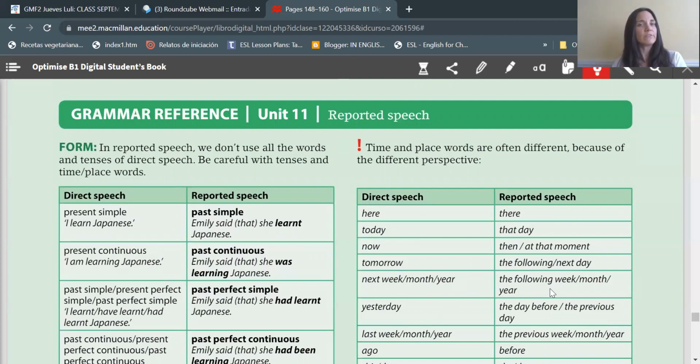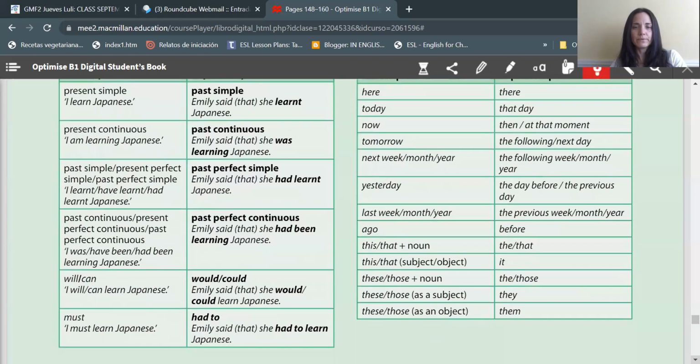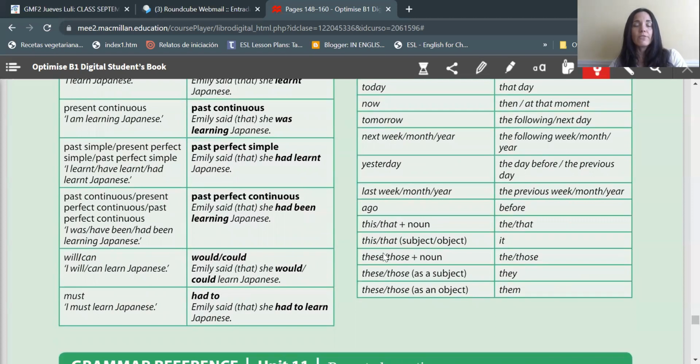If in direct speech you have yesterday, in reported speech is going to be the day before or the previous day. Now, if in direct speech you have last week, last month, or last year, then in reported speech, you would say the previous week, the previous month, or the previous year. If in direct speech you have ago, in reported speech, it would be before.